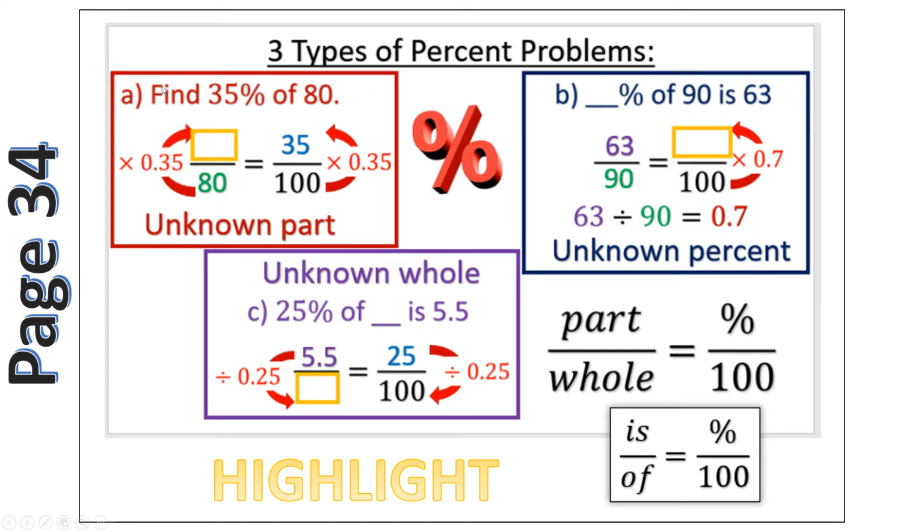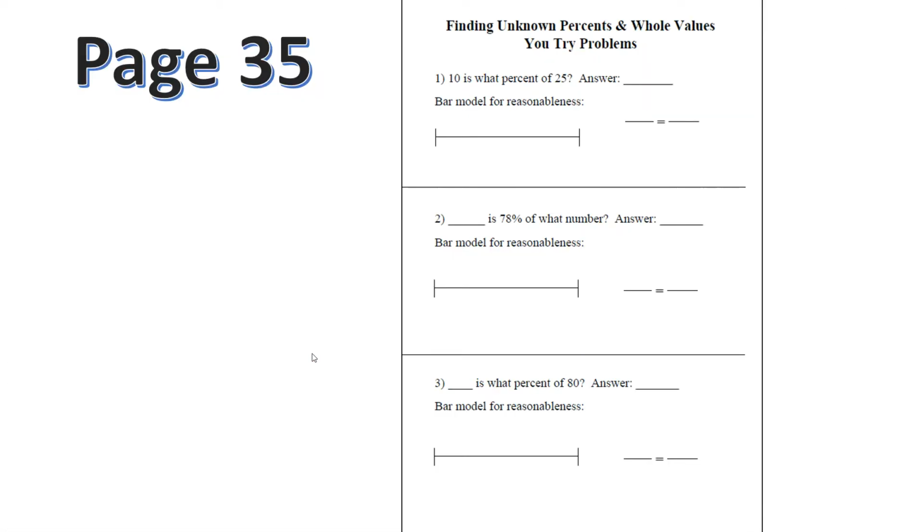So here, find 35% of 80. The unknown part is what we're finding, so that would be the box. Here, is 63 is the unknown part. So is 63 should be highlighted a different color, and then 63 would be highlighted that same color. And then is 5.5. So the is goes in the top left, and that's for our 5.5.